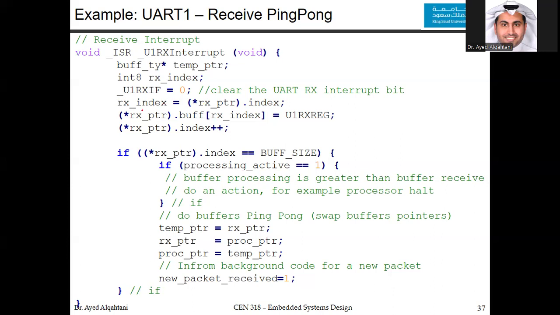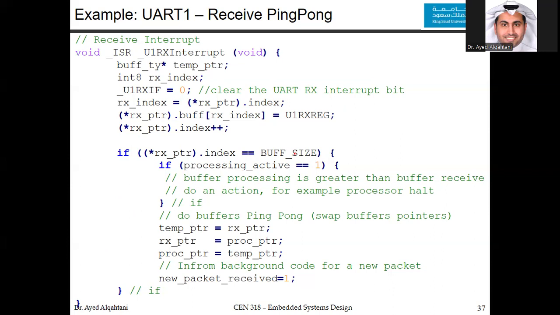So once I have the receive index, now I can use it just to make things easier to read in the code. RX index, we have the index here. And now you access the buffer by its pointer. And then whatever you are receiving, you put it inside the buffer and you increment the value of the index. So now you actually put it in the buffer. Now we have what you see here in the if statement. If the index is equal to buffer size, it means now it's full.